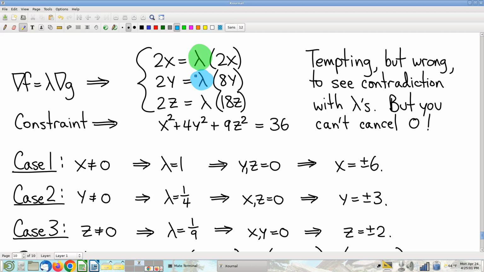Nonsense. This right here does not say that lambda is equal to 1. It says either lambda equals 1 or x might be equal to 0. Right? If x is equal to 0, you cannot solve for lambda at all. Does that make sense? Does everybody see?